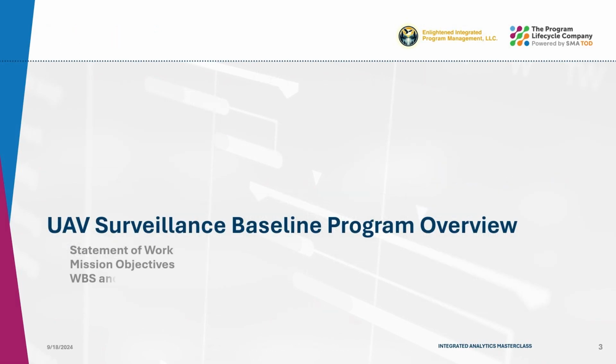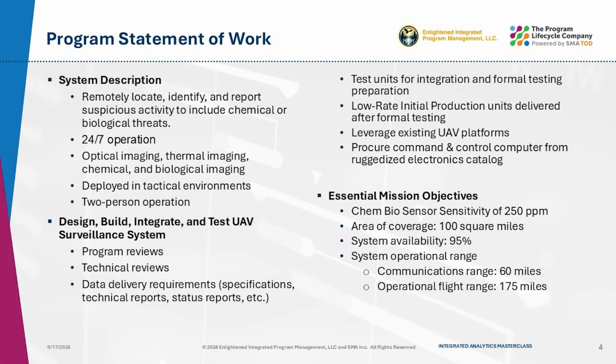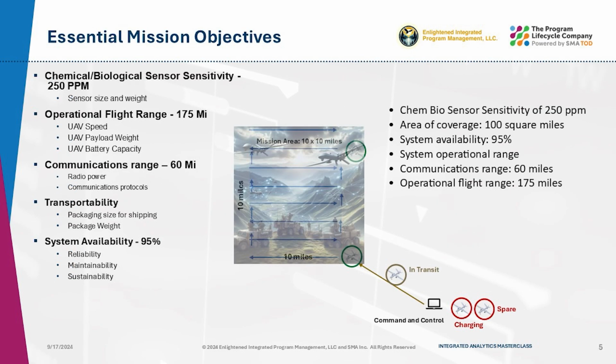Let's quickly review each of the following items. The statement of work describes the work to be done and references the mission objectives. In this case, we are developing a multi-sensor UAV surveillance system. The mission objectives are shown here. These high-level goals are stable and are unlikely to change but form the basis of the lower-level design. Chem biosensitivity and operational flight range are the 2 system objectives we will focus on today.